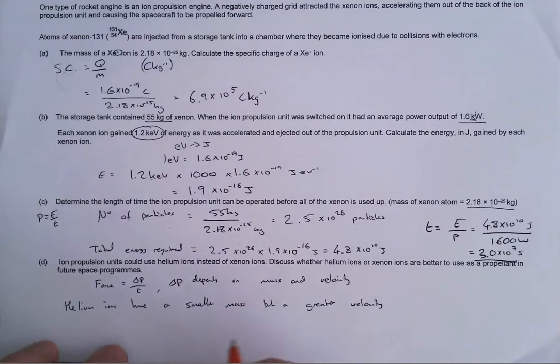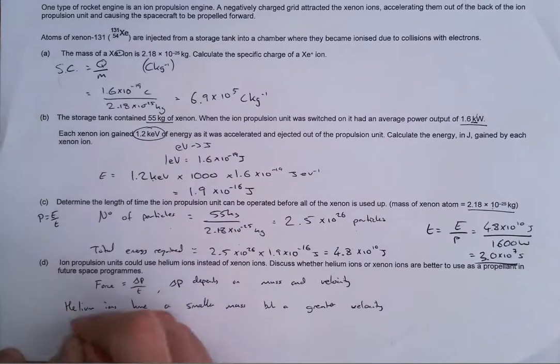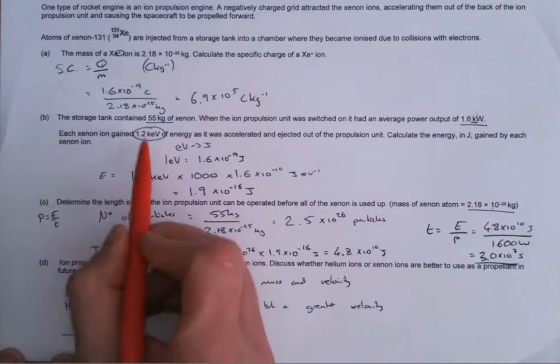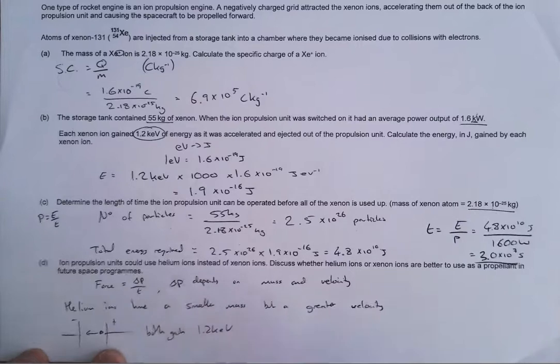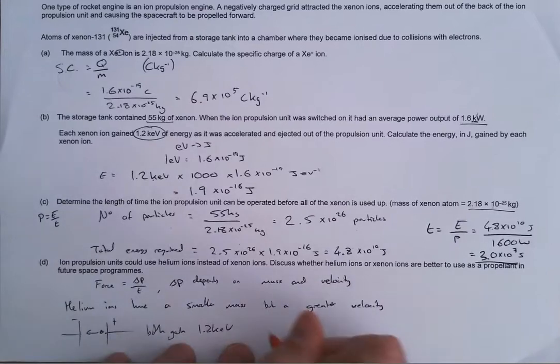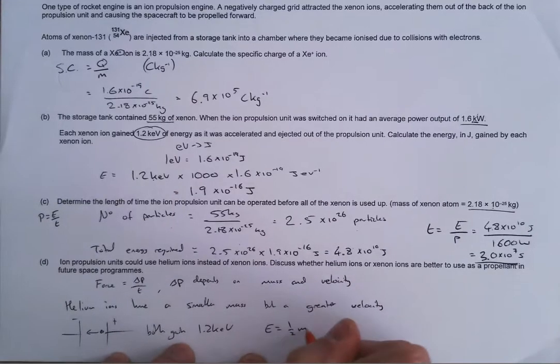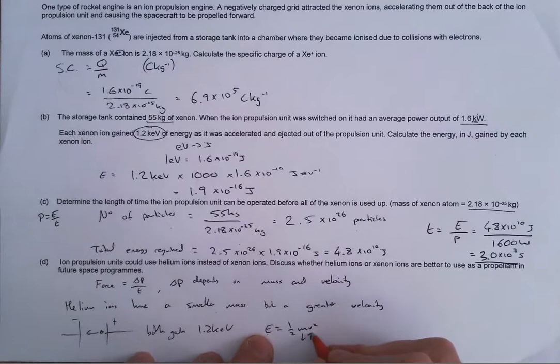So what we should consider is what is going to be the same for both of these. Well, they're both being accelerated through a potential difference, and they both therefore are going to gain the same amount of energy. So they both gain 1.2 keV worth of energy. That is of course going to go into their kinetic energy store, so energy is half mv squared. So what's going to happen? Well, the mass is going to decrease, the energy is the same, so the velocity must increase.